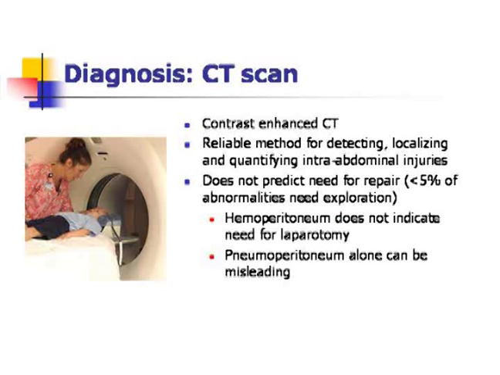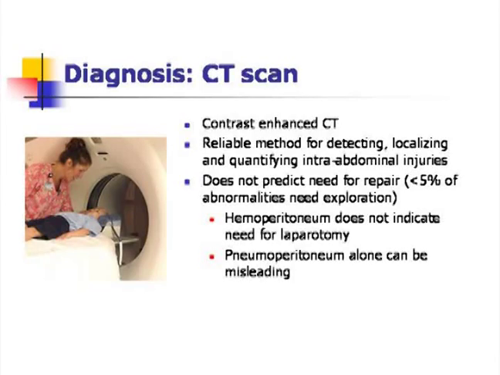By far the most accepted way of diagnosing abdominal problems in kids is contrast enhanced CT. We don't use very much ultrasound at all in the trauma patients at Children's. There's probably an opportunity to do it in selected patients, but CT is probably the diagnostic test of choice to really exclude a significant abdominal injury in a child. It's really a reliable method for detecting, localizing, and quantifying intra-abdominal injuries.